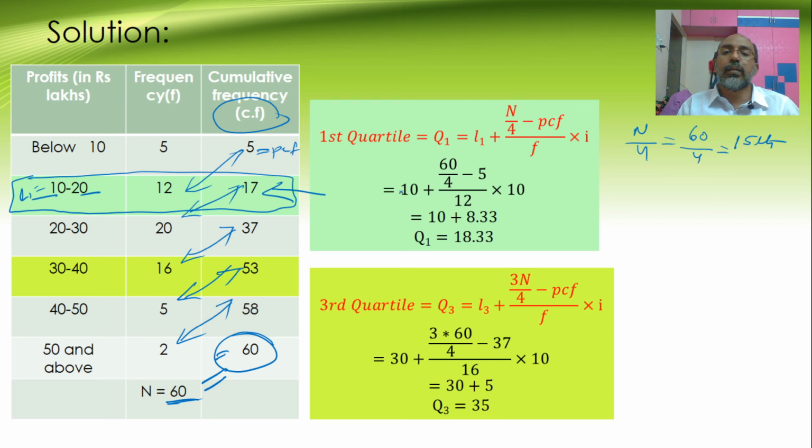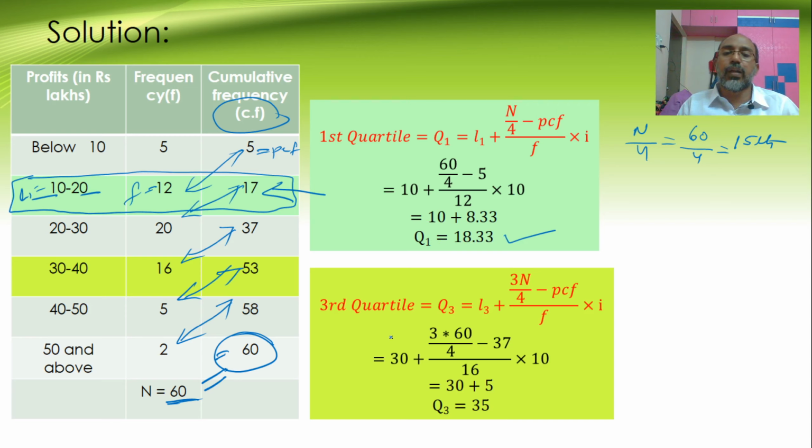So the 10 we got here, plus 15 minus 5 divided by 12. Why 12? This is called F, into 10. 10 means the gap between 20 minus 10. So by calculation you get 18.33 as quartile 1.